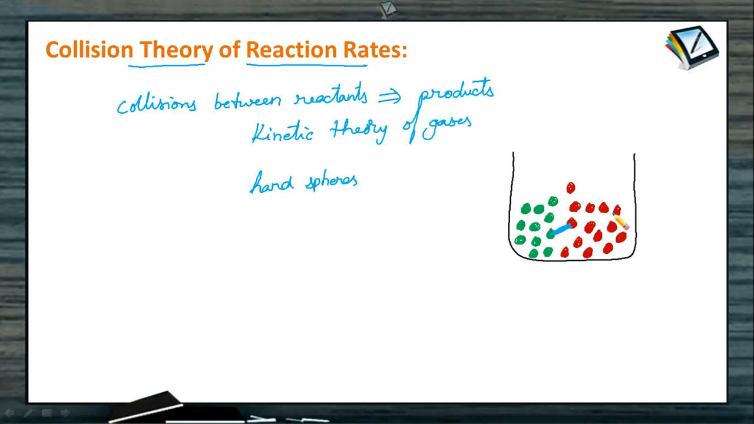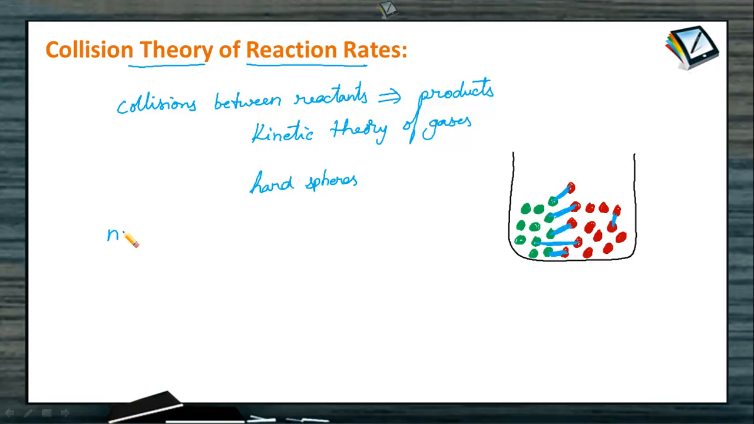Suppose the molecules colored with red, only they are colliding with each other. Only exchange of energy takes place between them and that will not lead to the formation of the product. So in order to form product, definitely the molecules of these reactants should collide with each other. So only collisions between the reactant molecules lead to the formation of the products. Thus the reaction progresses further.